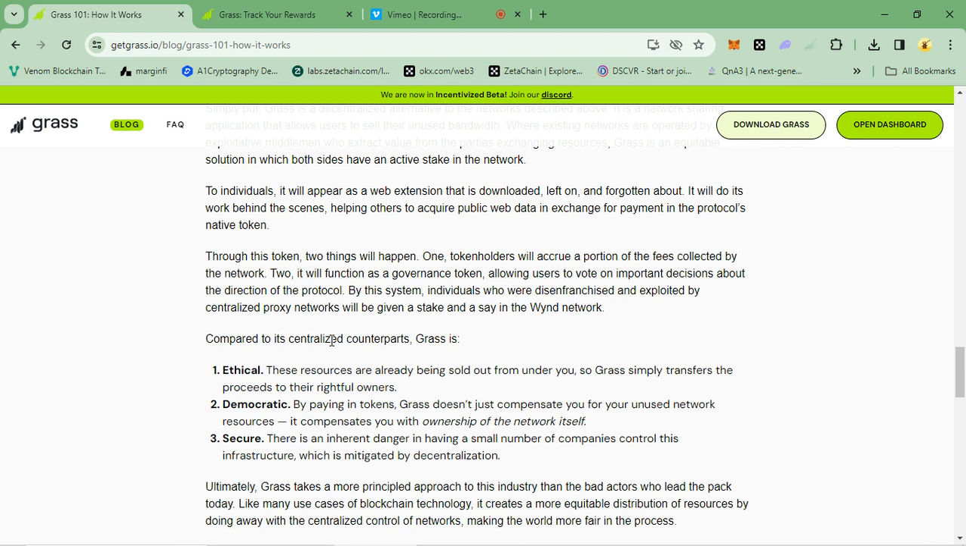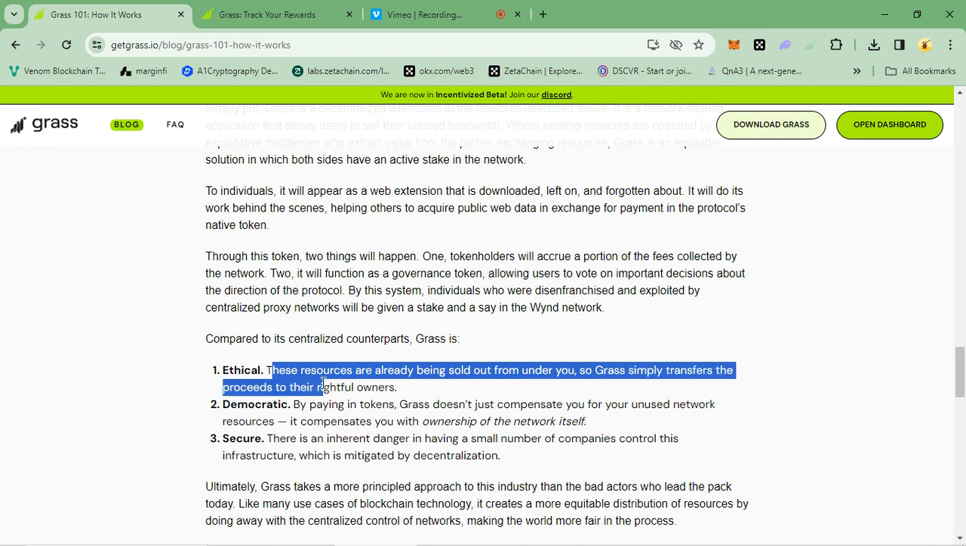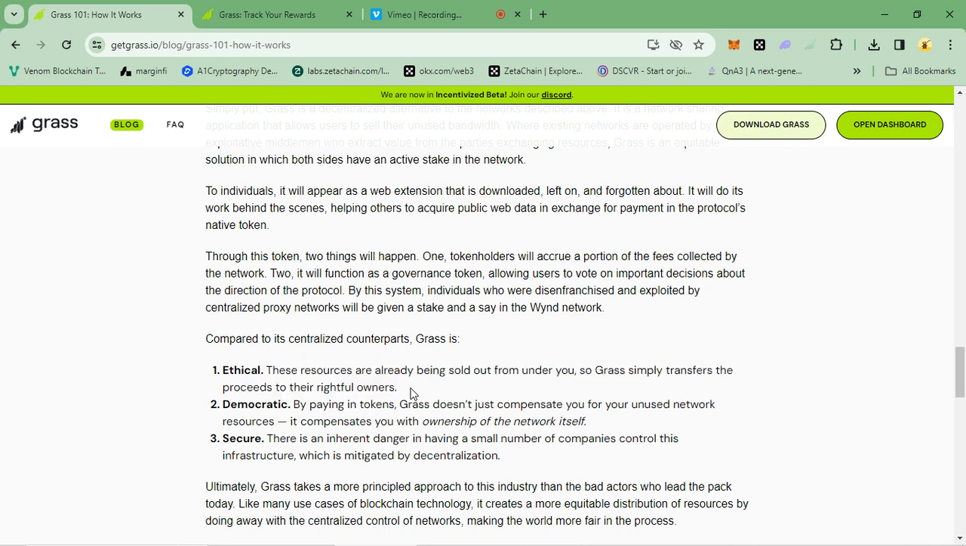So compared to a centralized counterpart, Grass is ethical, democratic, and secure. Ethical: these resources are already being sold out from under you, so Grass simply transfers the proceeds to the rightful owners. The data that I acquire from my browser, they sell. You understand what that means? I get a cut from it and I'm being paid in the project native token, Grass.